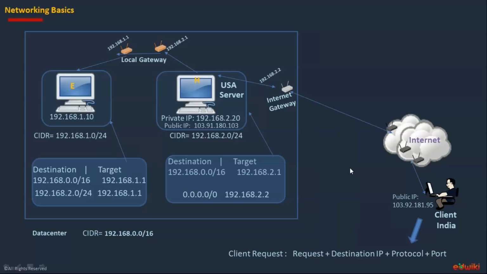With this, I'm done for today, right? So I have explained what is internet gateway and what is local gateway. Local gateways are used to provide communication within the data center space or at the local network level. The internet gateway is used to route the traffic to the internet space. That's how it works.